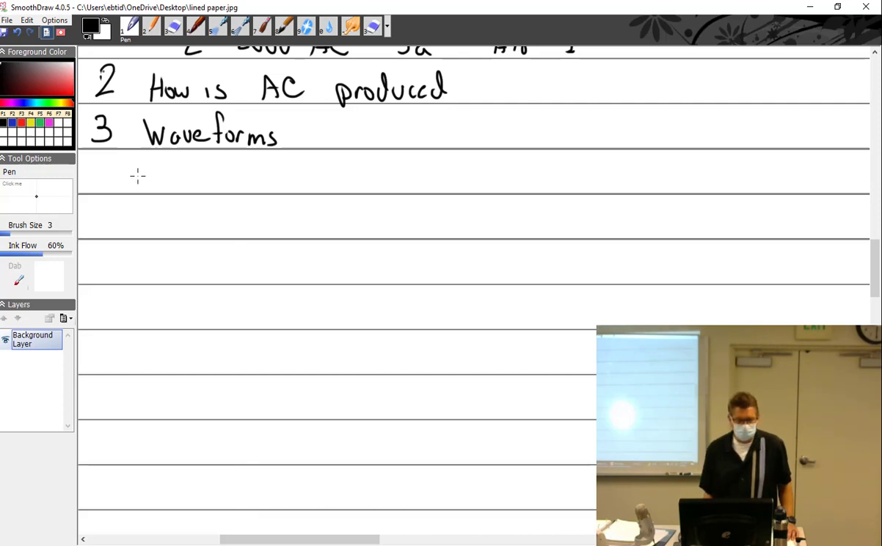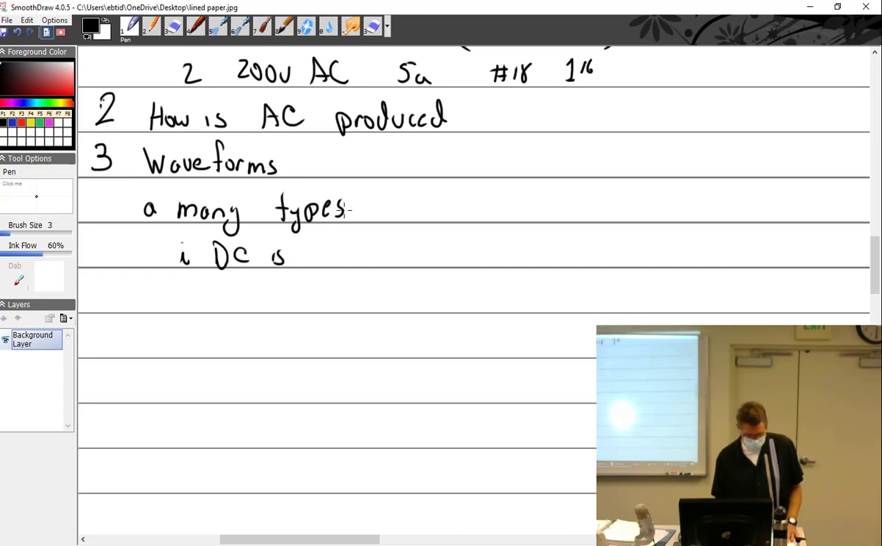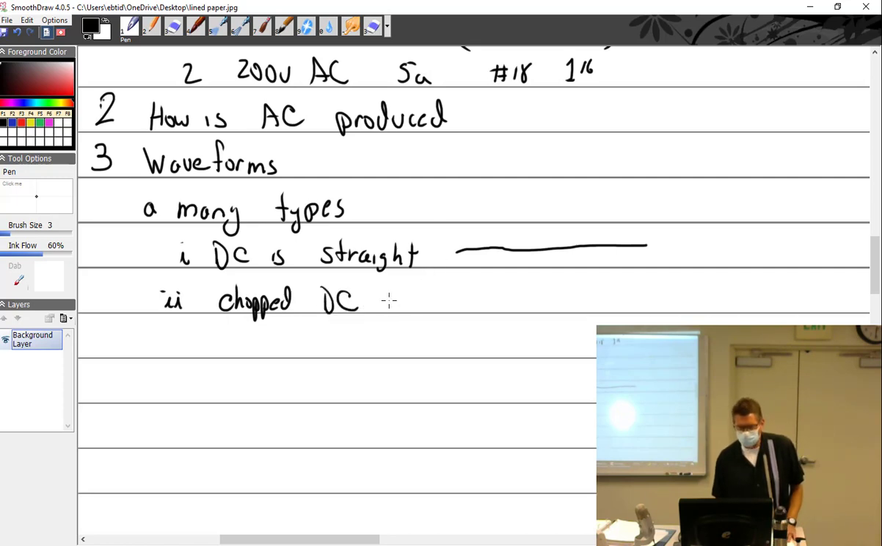So waveforms. There are many types. DC is straight. You draw a straight line. All right. Then we could have something called chopped DC. Chopped DC is also called a square wave. Sawtooth, yep, that's another name.